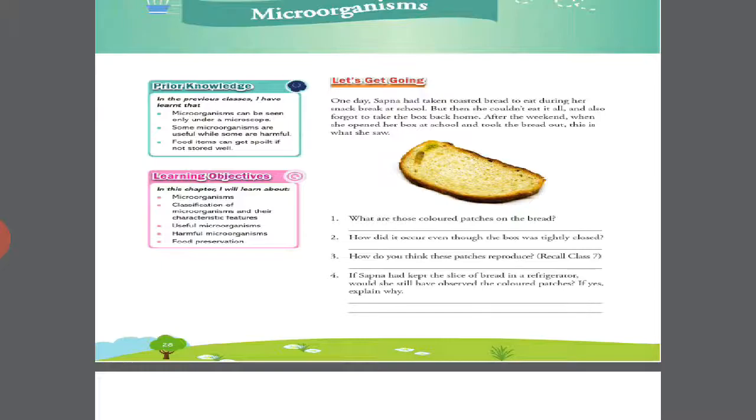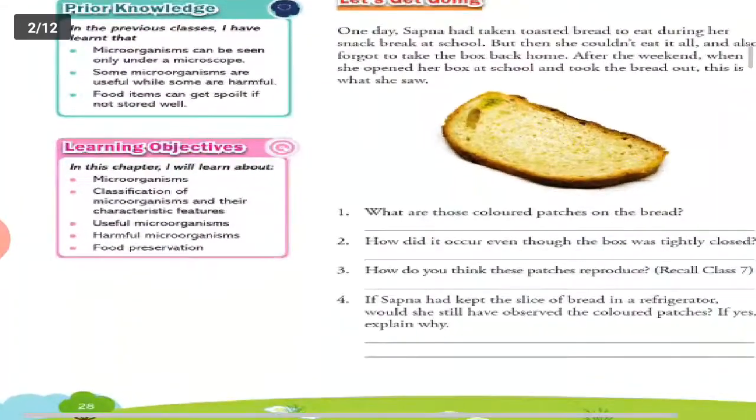Micro means having size 10 to the power minus 6. They are known as microorganisms and they cannot be seen with naked eyes. They can be seen only under the microscope. So let's study something about this. What will be our learning objectives? Microorganisms, classification of microorganisms and their characteristic features, useful microorganisms, harmful microorganisms, as well as food preservation. We will study all this in the upcoming module also.